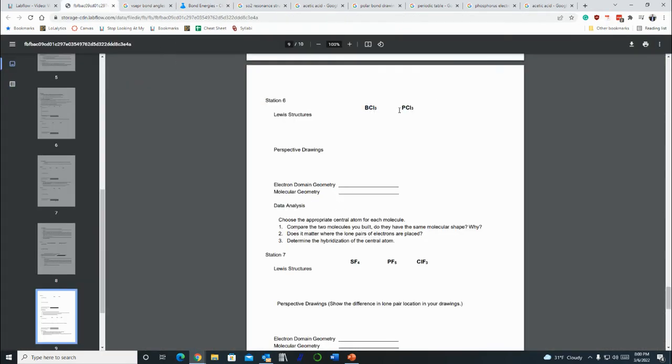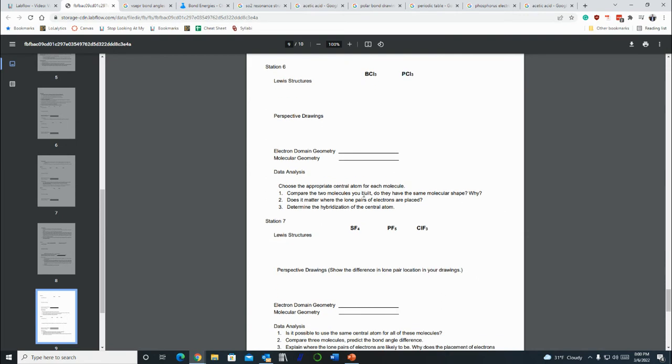Phosphorus, on the other hand, has 5 valence electrons and only has 3 bonds. So do you think this is going to have a lone pair of electrons as well? So keep that in mind. Compare the two molecules and talk about molecular shapes. Why are they different? Then does it matter where you place your lone pair?